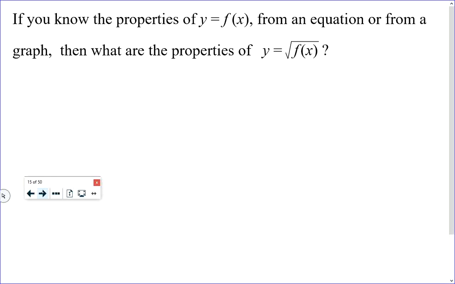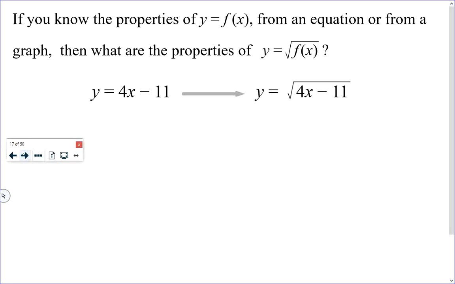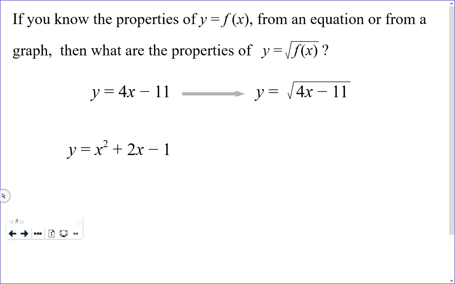Now I realize that if I said, what does the graph of the square root of 5x plus 8 look like, you can put it in your graphing calculator, but you also know by now that questions are designed so that you don't know the equation of the function necessarily. You might just be given a graph. So this is the goal. Let's say you have information about the graph of y equals 4x minus 11. The question is, what does the square root of 4x minus 11 look like? If you have information about the graph of this function, what does the graph of that function look like?